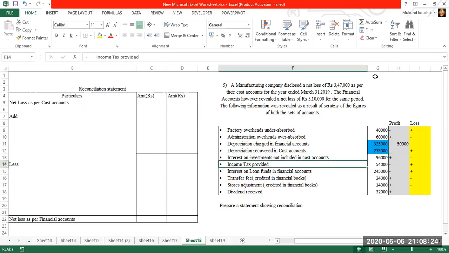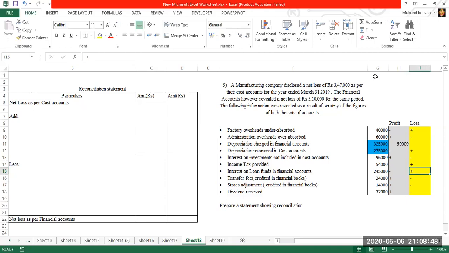Then again income tax provided is an expense, so we have to generally subtract, but since it is a question where we have loss we have to add. Then again interest on loan funds in financial accounts means it is your expense. So you are paying interest on loan in financial accounts. So financial accounting expenses means you have to deduct, but since it is a question on loss you have to add.